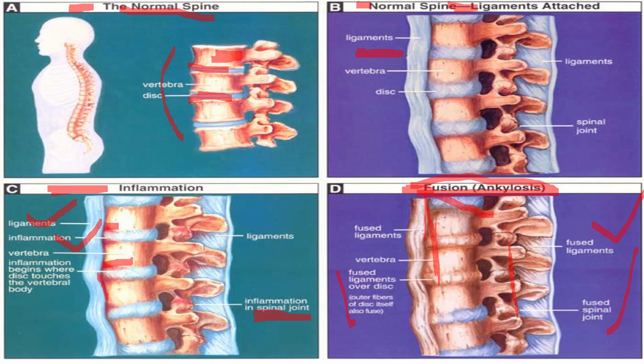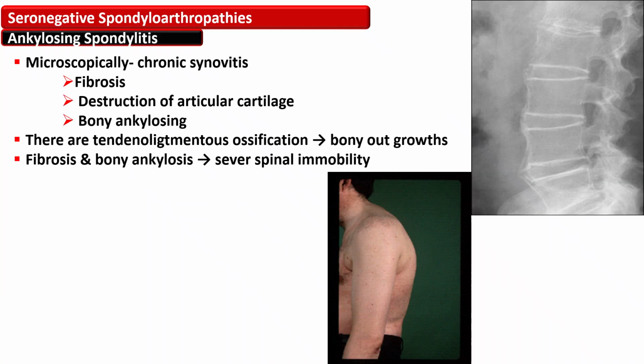So the fundamental lesion in ankylosing spondylitis is enthesitis, leading to new bone formation and syndesmophyte formation, ultimately causing vertebral ankylosis. Microscopically, ankylosing spondylitis is characterized by chronic synovitis and fibrosis. There is destruction of the articular cartilage, and all these result in bony ankylosis, as seen in this X-ray. There is tendinoligamentous ossification and some bone spurs are also formed.